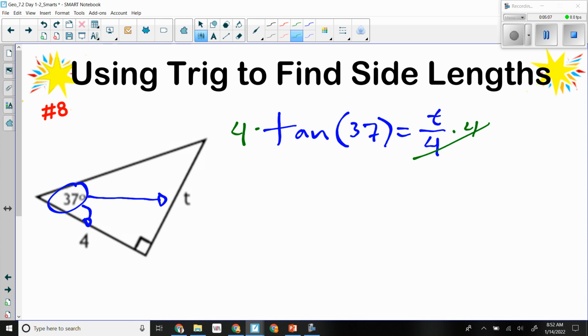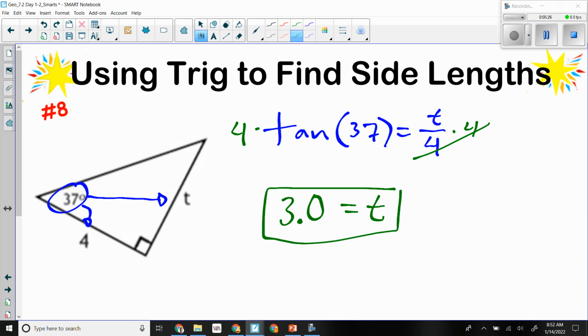And on this one, I'm going to type it in just like it looks. 4 times the tangent of 37. And when I do that, I'm left with 3.014. So that just rounds to 3.0, or you can just say 3. And on the right side, I should say, I'm just left with a t. Okay. So I think we're good to go for that one.